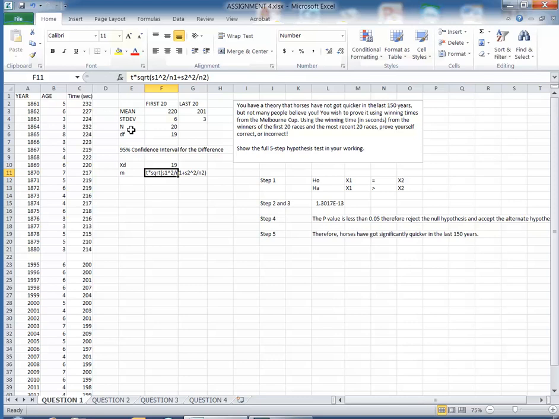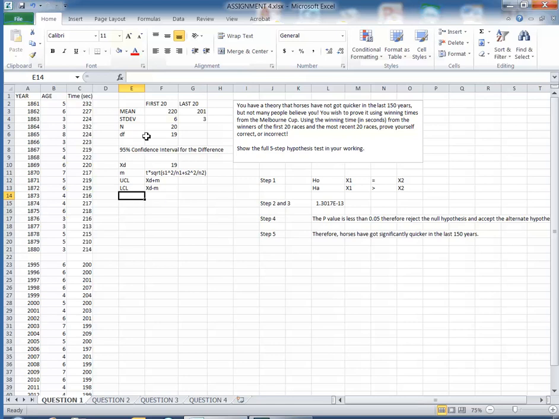We add that: our upper confidence level is xd plus m, our lower confidence level is xd minus m. If that confidence interval, bracketed by the lower confidence level and the upper confidence level, includes 0, then we say they're not significantly different.